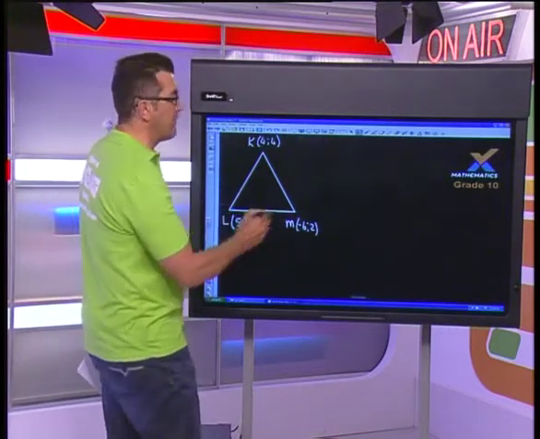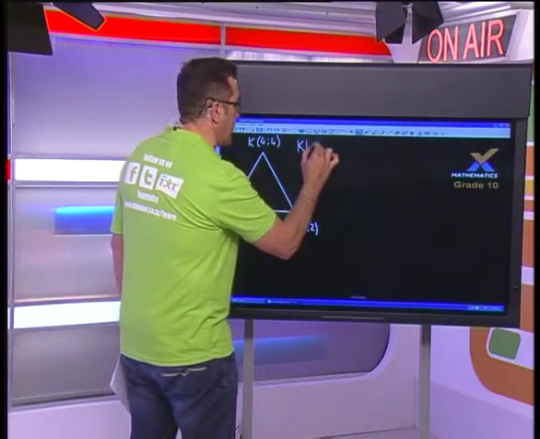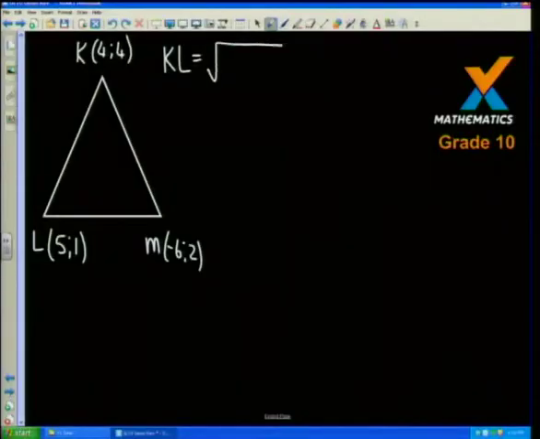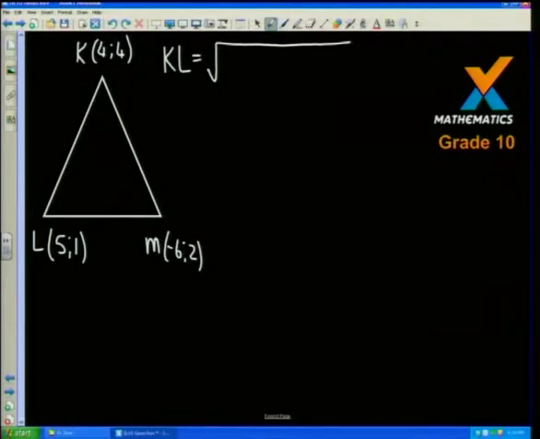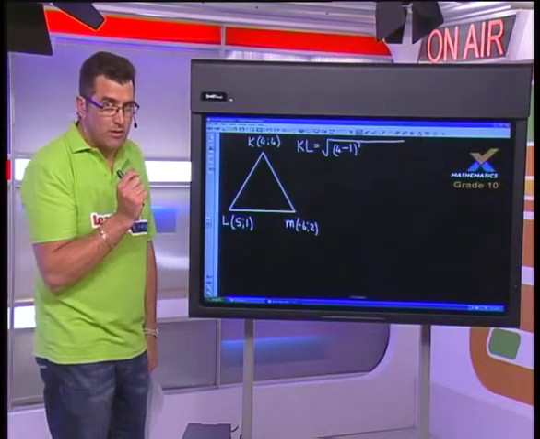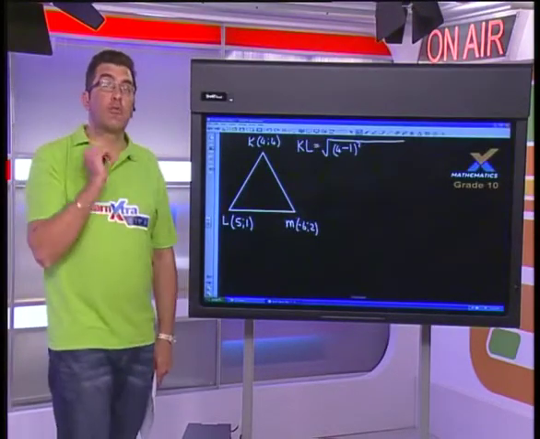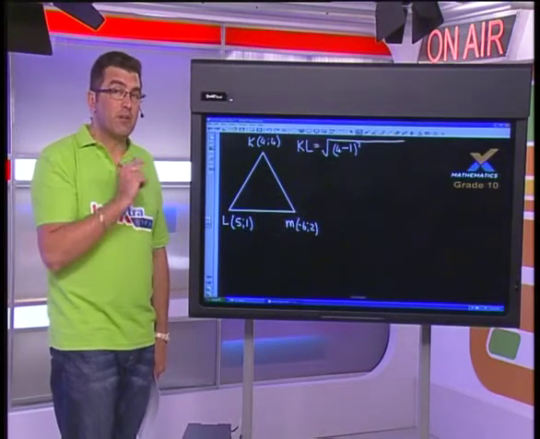Let's look at KL first of all. Now remember your distance formula. KL is the square root of... Now remember what it said. The y value of K minus the y value of L. So it will be 4 minus 1, and I need to square it. And the same for the x values. Now be careful here. In this particular formula, the order does not matter because I'm squaring it. If I was working with a gradient, folks, I will have to keep my direction the same.